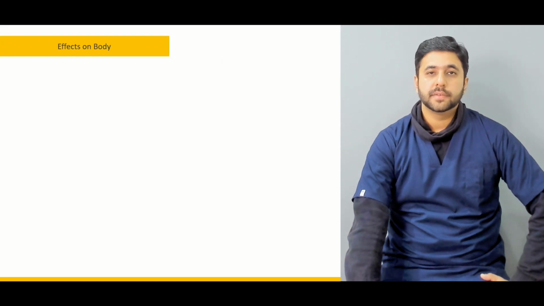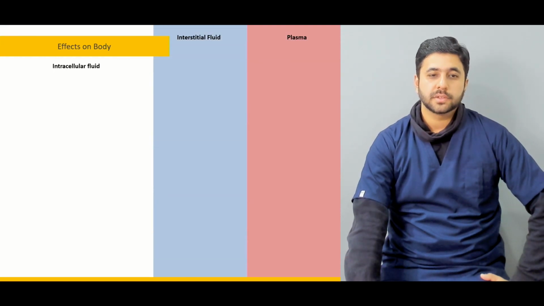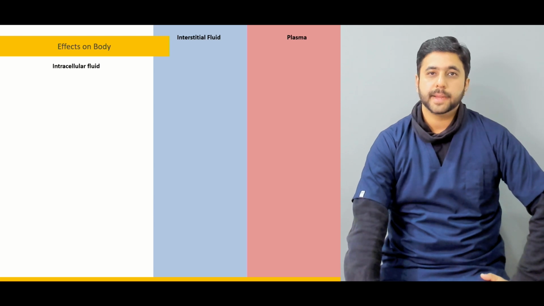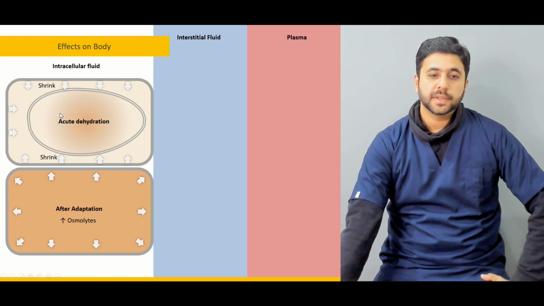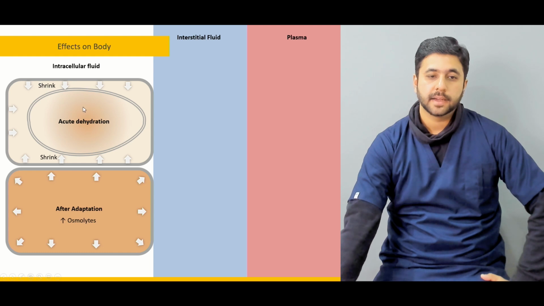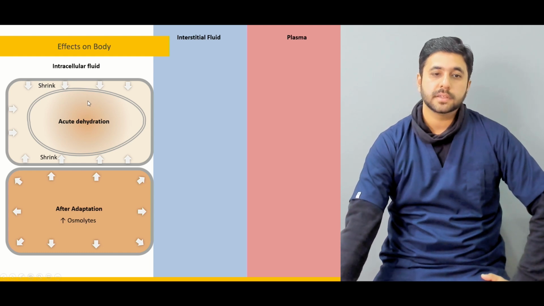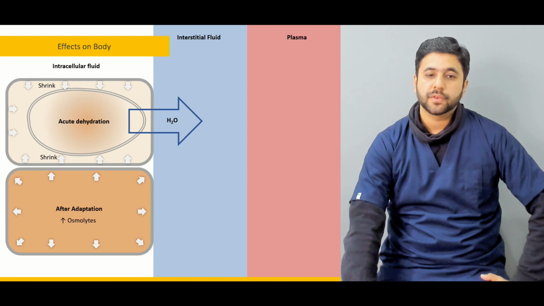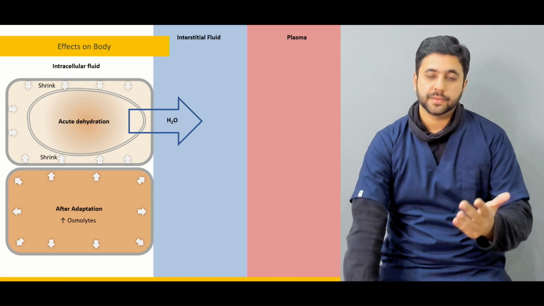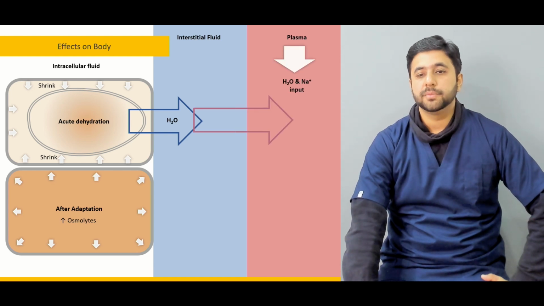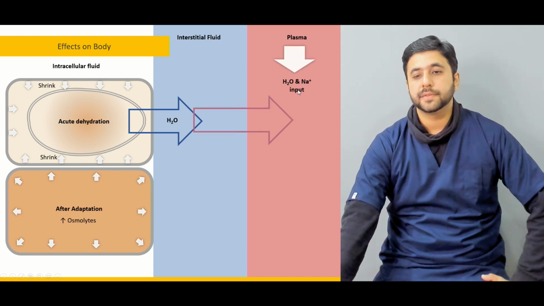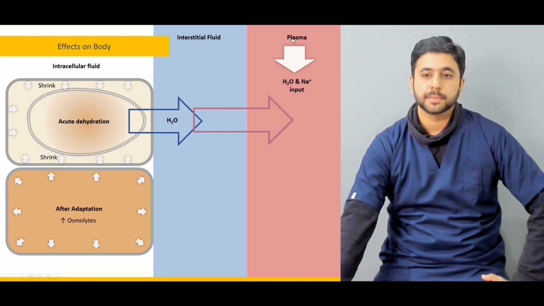Now, what happens with hypernatremia to the body? What are the effects on the body? This is again a schematic diagram explaining the previous point which we just discussed. With the movement of the fluid from the intracellular compartment to the extracellular compartment, the cells shrink, and this leads to dehydration at the level of the cells. The water will move out from the cells to the extracellular fluid compartment, which comprises the interstitial fluid and the plasma. This movement of water is because of the increase in the sodium concentration in the plasma. Sodium is more concentrated relative to the water.